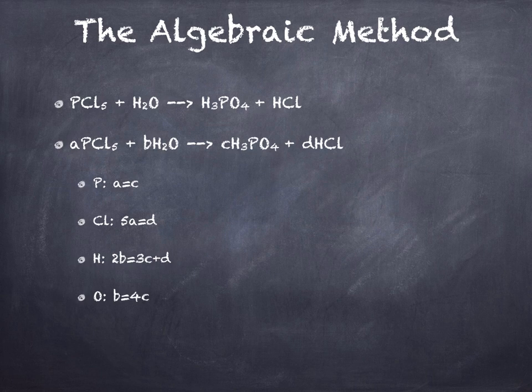3C equals 3 times 1, which is 3. And D would be 5. 3 plus 5 equals 8. But notice that it's 2B equals 3C plus D, so you divide that answer by 2, getting a 4. And that gives us this equation, and it is completely balanced. In my opinion, it took longer to solve than the traditional method, but if you like this method or if you prefer it, you can always try it instead.